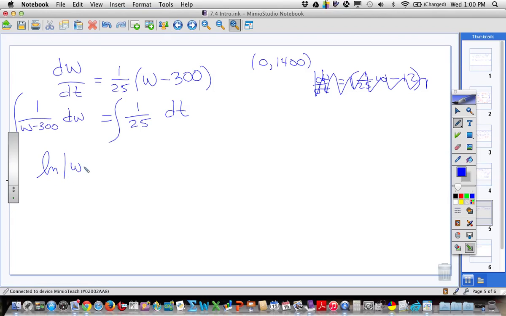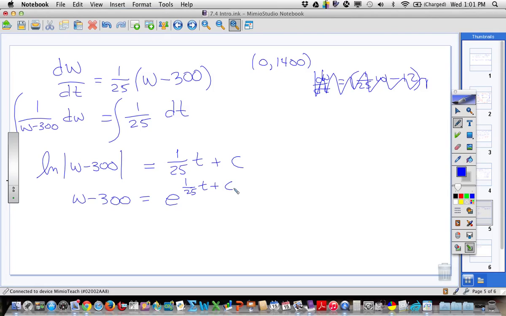ln, absolute value of w minus 300. Don't put the plus c there, we'll put it on the other side. What's the antiderivative of this? 1/25th t plus c. Right? Now what do we do with this ln? It becomes e, right? It's w minus 300, and actually at this point we can get rid of that absolute value. So it ends up being that right there. W minus 300 equals e to the 1/25th t plus c.